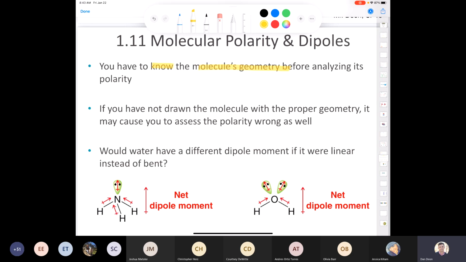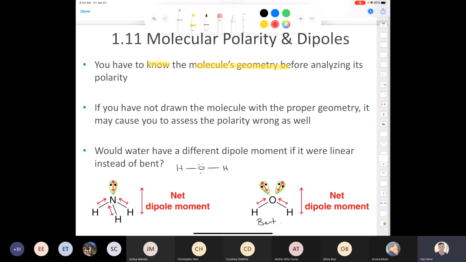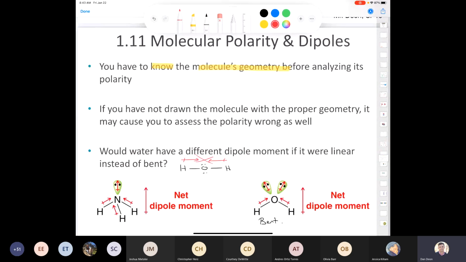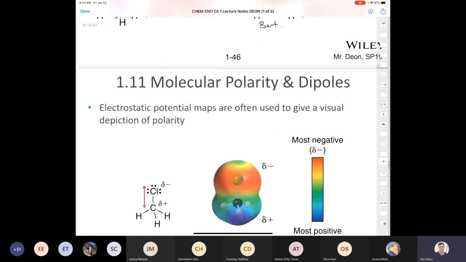The question asked down here is kind of a funny one. I added this: would water have a different dipole if it was linear? We know that water is bent. One of my students told me earlier, water has a bent molecular geometry. If water was linear, okay, water is not linear, but if it was, then you'd have a dipole going this way and a dipole going that way, and they would cancel out. It would be nonpolar, and we would have serious problems. In fact, the life that we know would not exist. So you really have to understand molecular geometry.